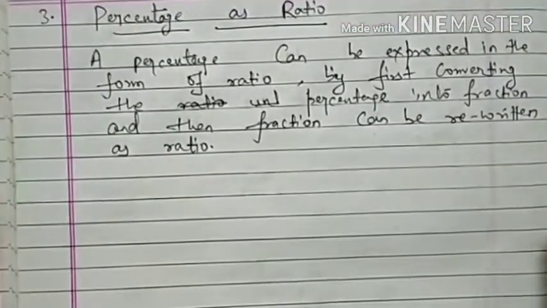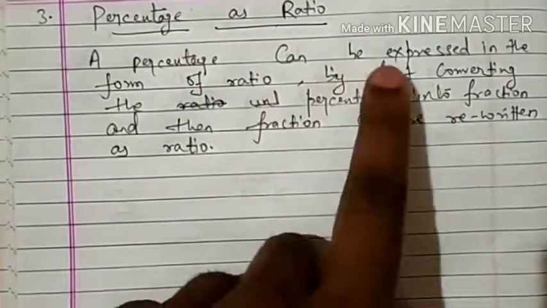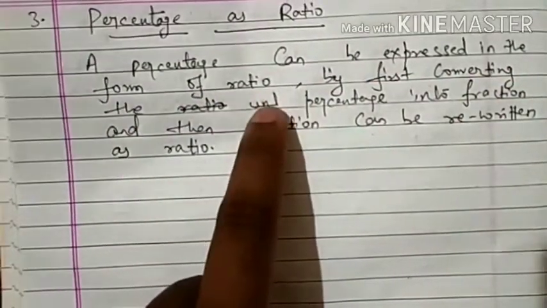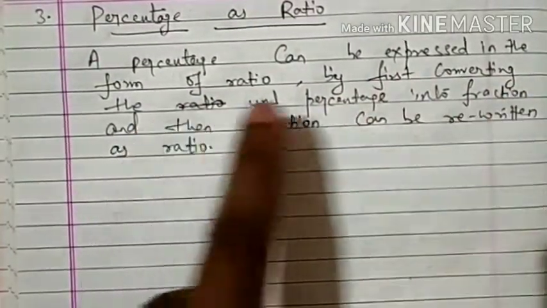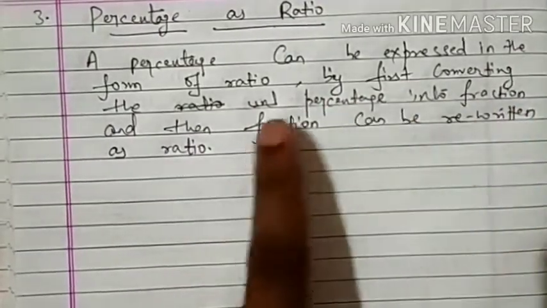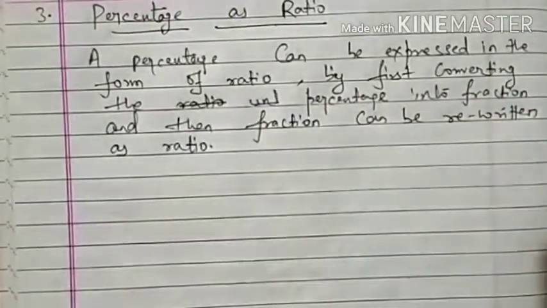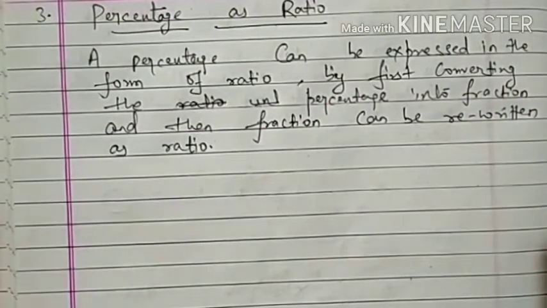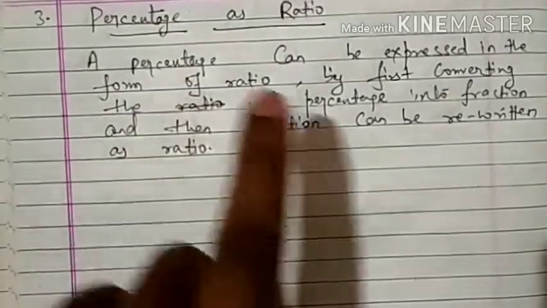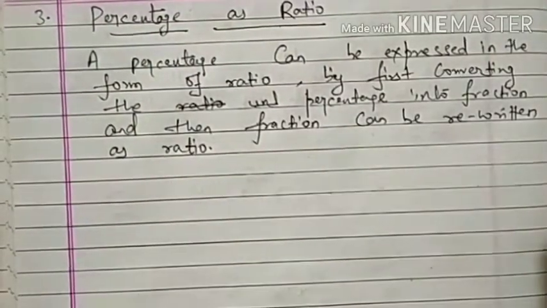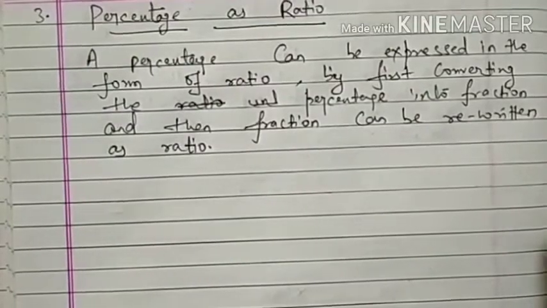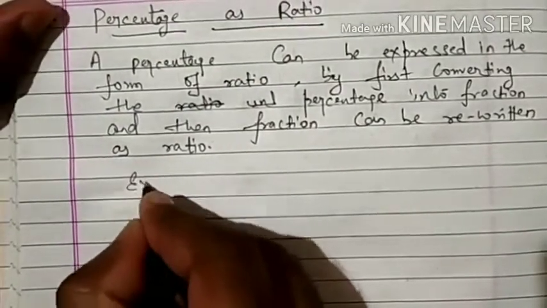So what have I written here? That a percentage can be expressed in the form of ratio by first converting the percentage into fraction. सबसे पहले percentage को किस में convert करना होगा? fraction. आप पढ़ चुके हैं कैसे करते हैं convert, by dividing it with 100, and then fraction can be rewritten as ratio. और तब fraction को हम लोग ratio में लिख सकते हैं. ठीक है? Let's start.